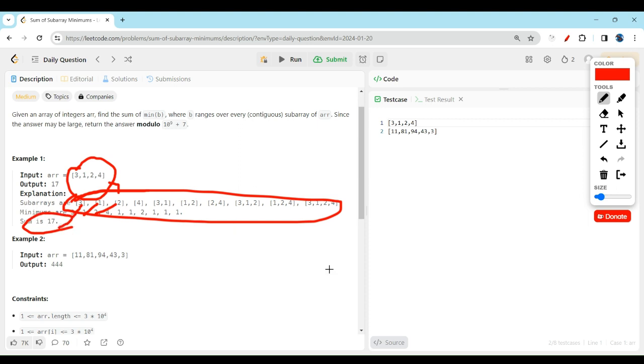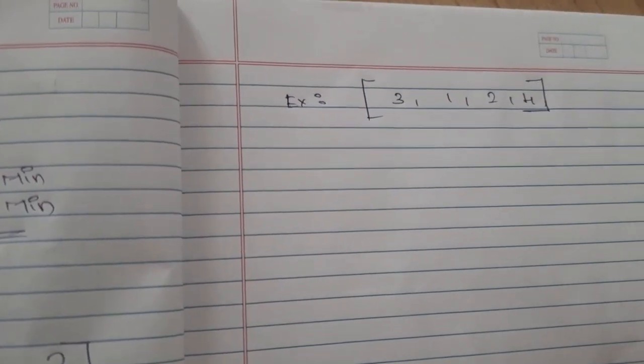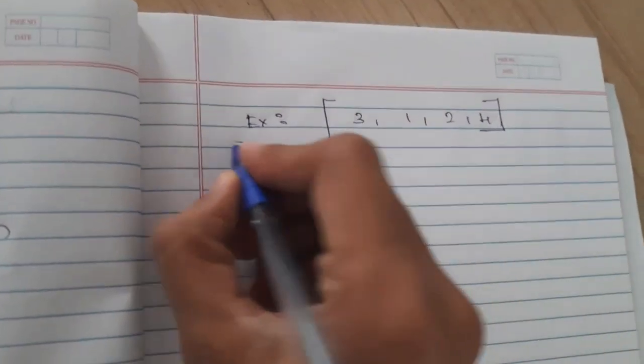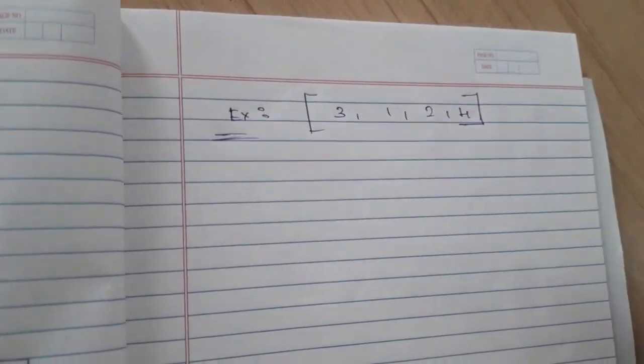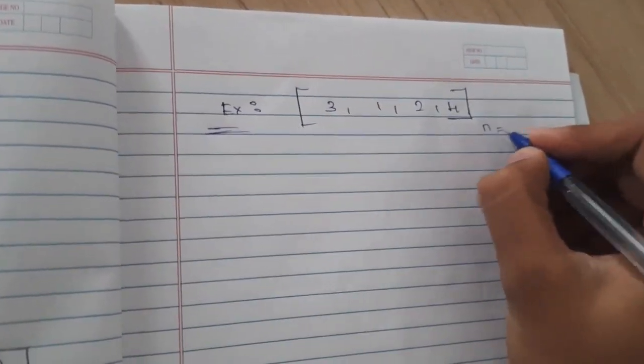At this point, pause this video and try to solve this on your own. We will be looking at how to solve this, and we will see the logic behind this problem. So let's see the logic. Let's take an example array like 3 1 2 4, where n is 4.